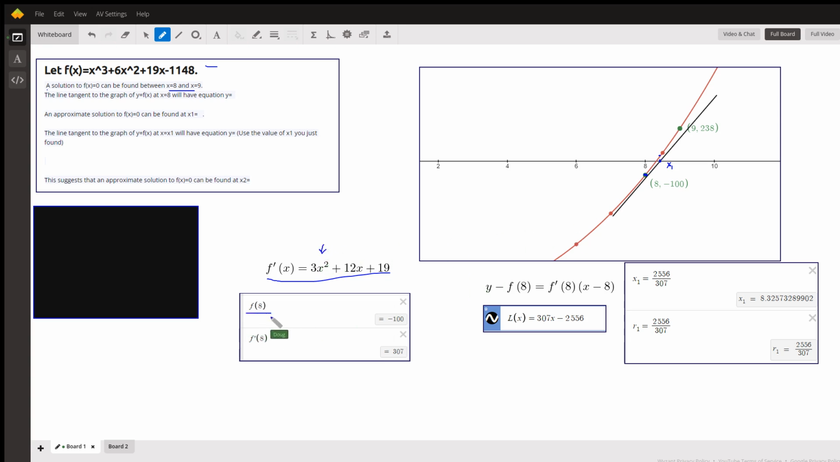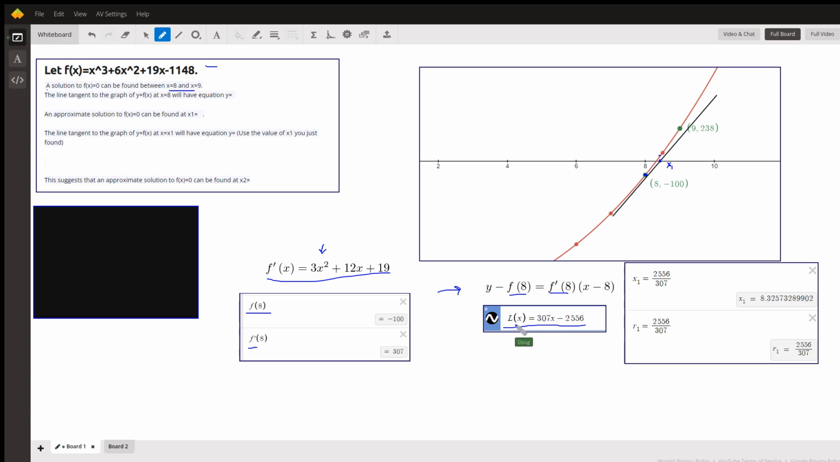And so here are two values. The slope of the line is actually 307. So y minus f of 8, that would be the negative 100. So this is really y plus 100 equals 307 times the quantity x minus 8. That's the point slope right here. And if you plug in those values, negative 100 and 307, and then simplify, this is what you get. And when that tangent line crosses the x-axis, that will be an approximate root.